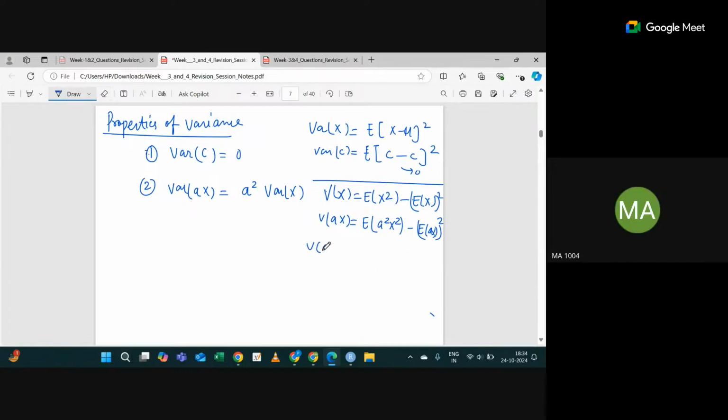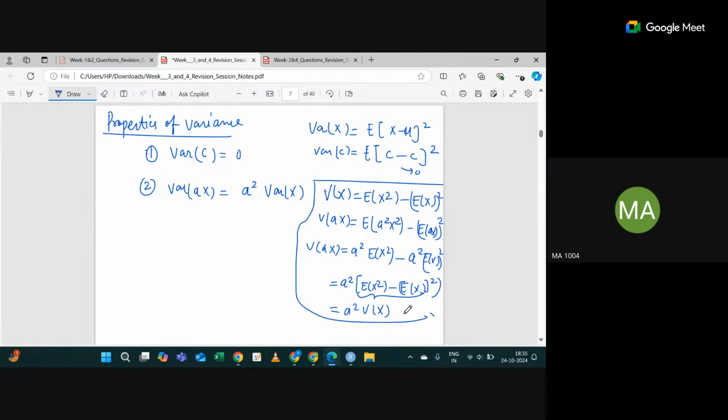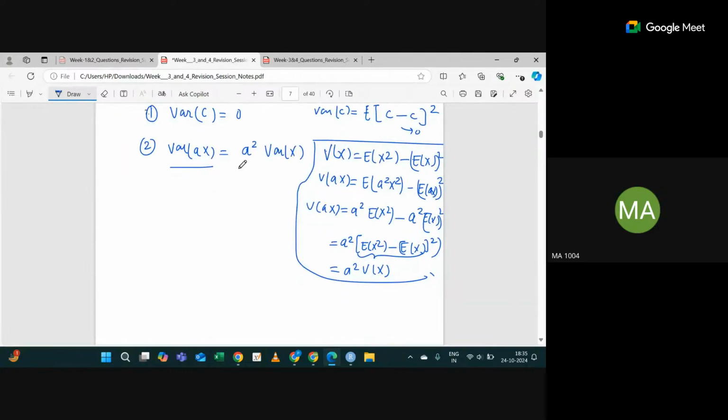So next, variance of ax. A square I can take common outside this bracket, and here if you take a outside, it will be a square expectation of x whole square. So a square you can take common, and it will be expectation of x square minus expectation of x whole square, and this is nothing but variance of x. So you can check variance of a times x is nothing but a square variance of x. If this is the case, can you tell me what will be the standard deviation of ax? A times standard deviation of x, because a square will be under square root, so it will be a times.